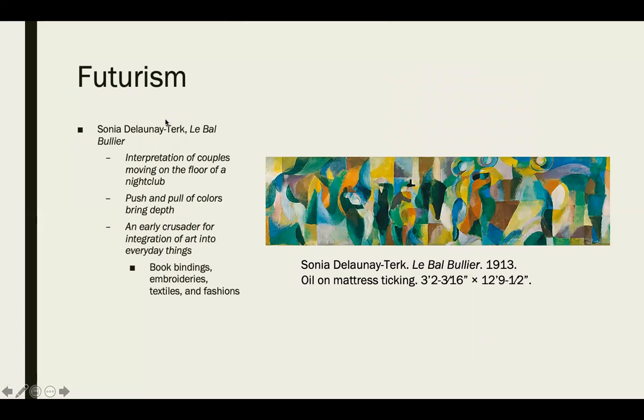I really like this piece as well. This is Sonia Delaunay, Le Bal Bullier. It's an interpretation of couples moving on the floor of a nightclub, which you might not get at first, but with that hint of the title, you can start to see little figures embracing and moving and twirling around this very panoramic view. There's a good push and pull of colors that bring depth to the space. So, really knowledgeable about color theory.